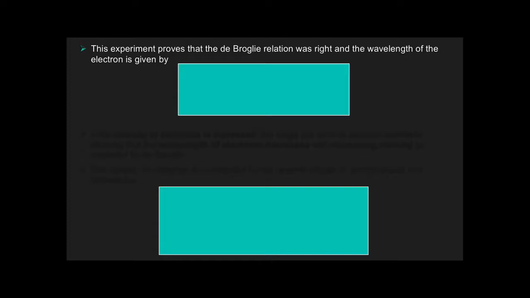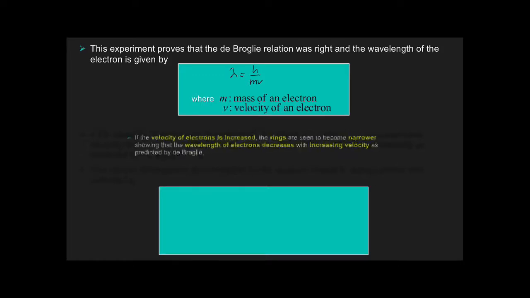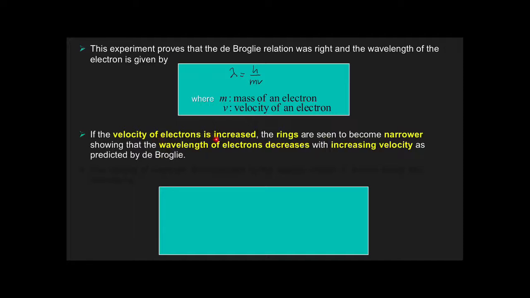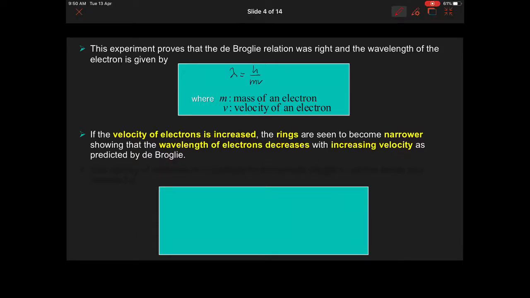by using lambda is equal to h over mv, where m is the mass of an electron and v is the velocity of an electron. If the velocity of electrons is increased, we can see that the rings will be narrower, because the wavelength of the electron will decrease with increasing velocity, as predicted by de Broglie. So de Broglie tells us that lambda is equal to h over mv, where we can see that lambda is inversely proportional to velocity. So if v increases, lambda will decrease.